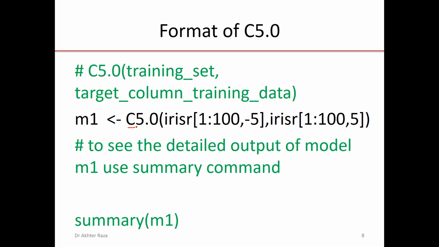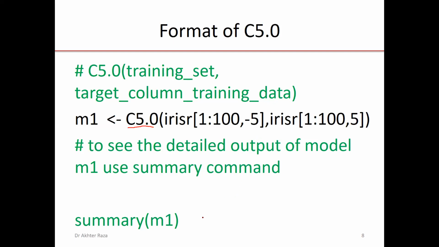The C5.0 is a classification algorithm function, and it needs two elements. What two elements are required? iris_r, this is the data set, 1 to 100 rows, and without the class label, then comma iris_r 1:100 comma 5. So it means C5.0 needs two types of data set.